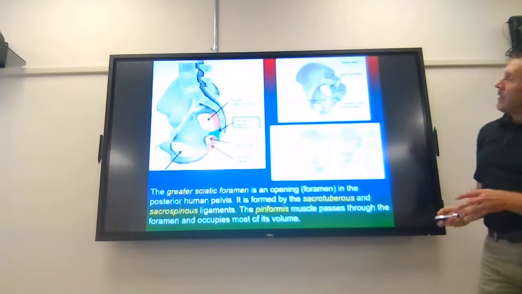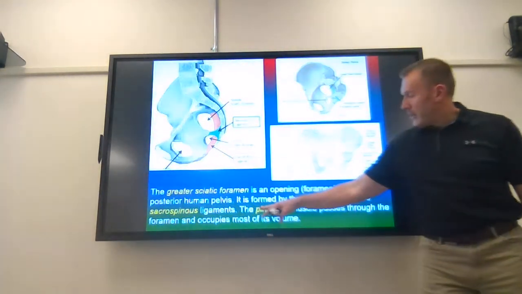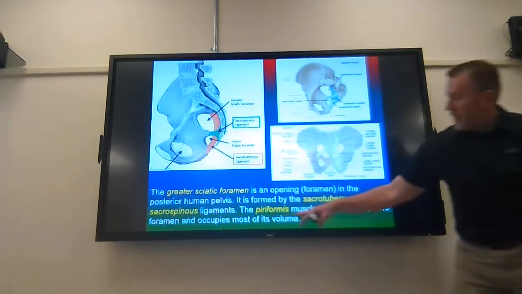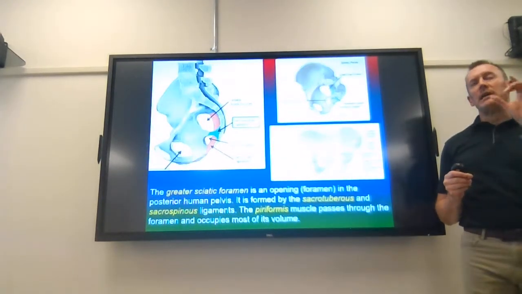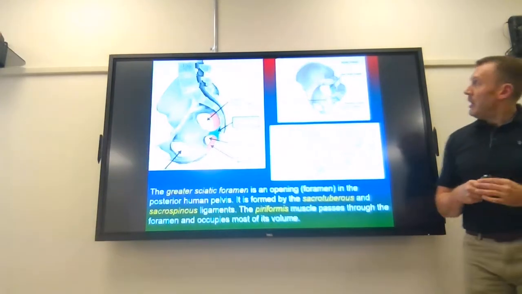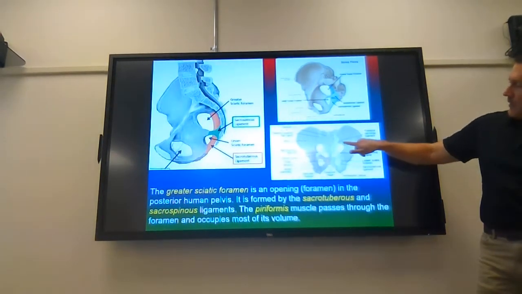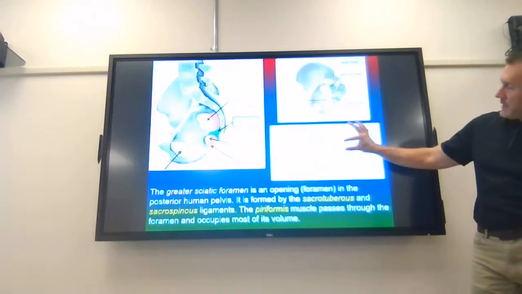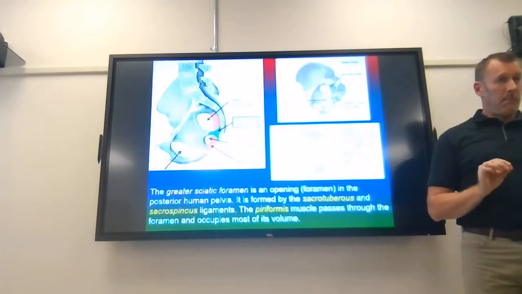Okay, so let's get into some application here. The very last line that I wrote here says the piriformis muscle passes through the foramen and occupies most of the volume. So we have this tiny little muscle that mostly functions as an external rotator of the hip that passes right through this greater sciatic foramen and occupies most of its volume. Most of the space right here is occupied by that piriformis muscle.